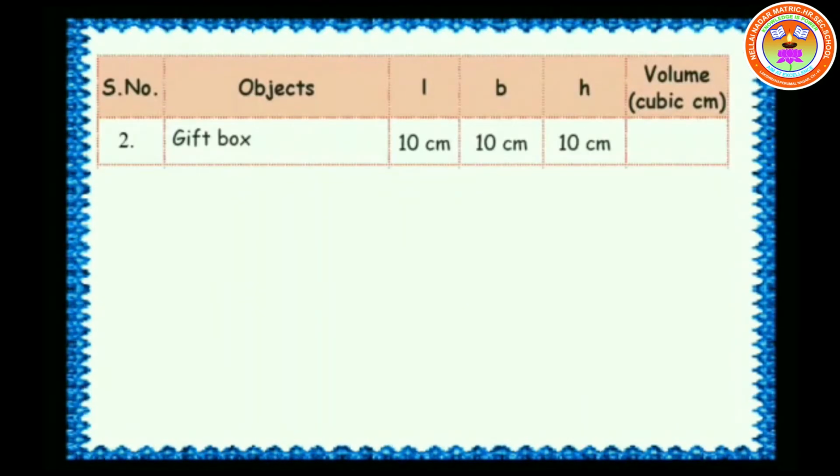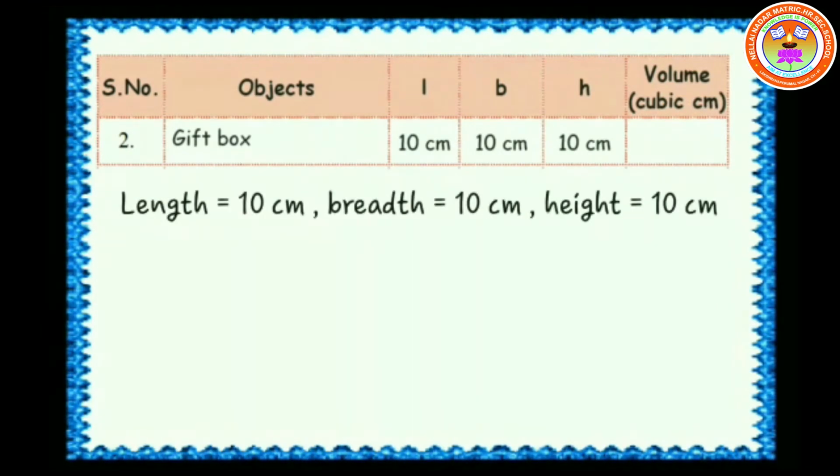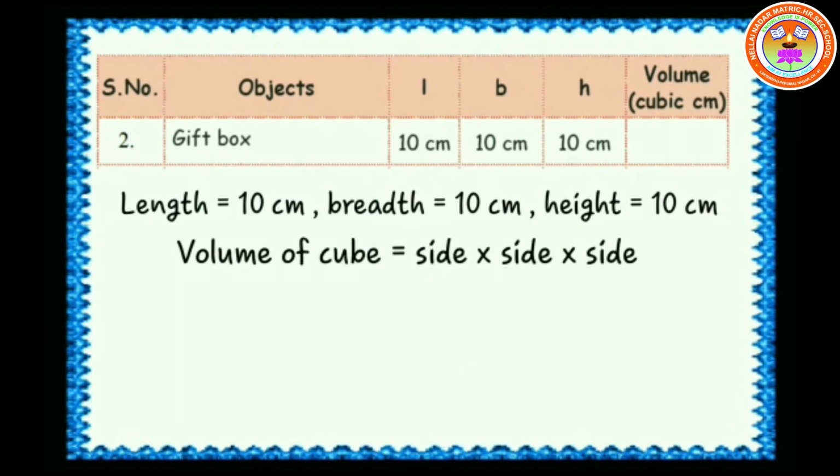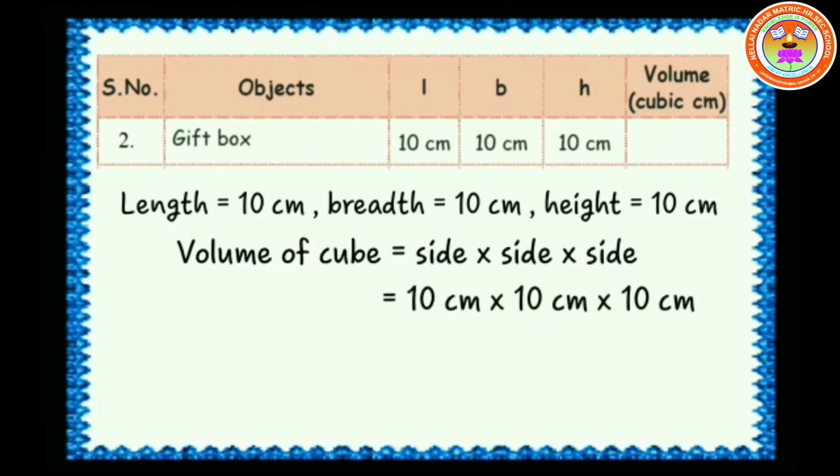Second sum. Second object, gift box, whose length is 10 centimeter, breadth is 10 centimeter, height is 10 centimeter. This implies all the sides are equal. Hence, we are going to find the volume of cube. Volume of cube is side into side into side. 10 centimeter into 10 centimeter into 10 centimeter. 10 into 10, 100. 100 into 10, 1000. 1000 cubic centimeter.